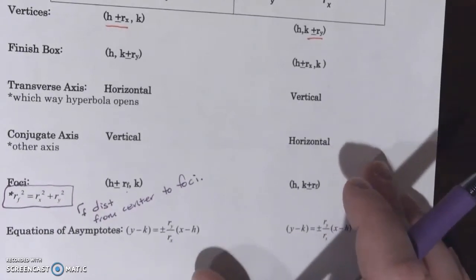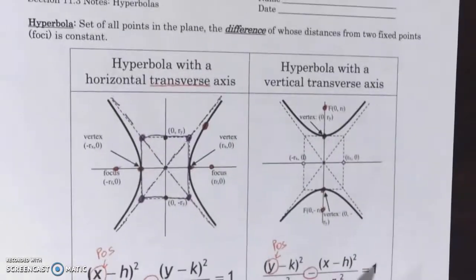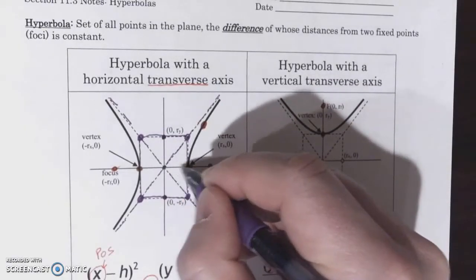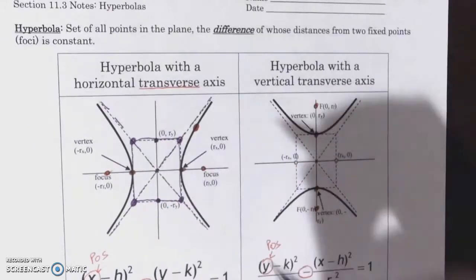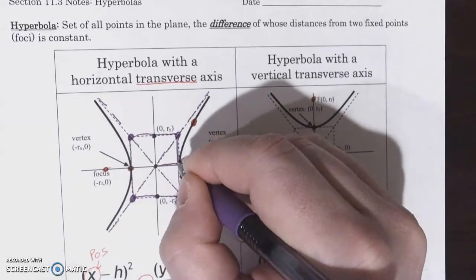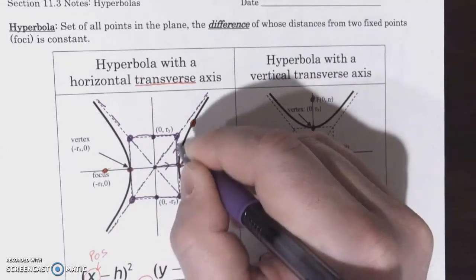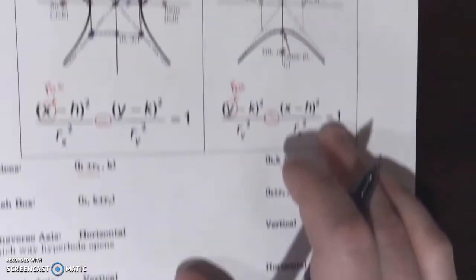The equations of the asymptotes are right here. The slope of the asymptotes kind of makes sense that it would be a ratio of r sub y and r sub x, because if we look up here at this box, the r sub x in this case would be the run, the r sub y would be the rise. If we're going this many right and this many up, that's the run and the rise of this line. So that should make a lot of sense.